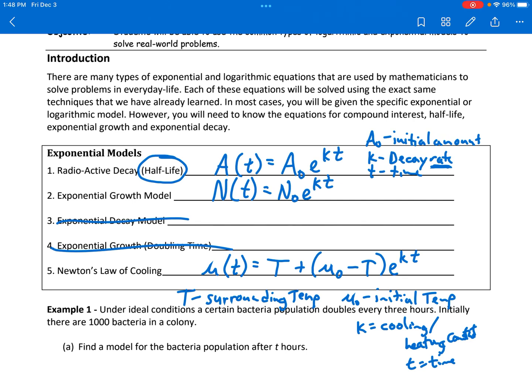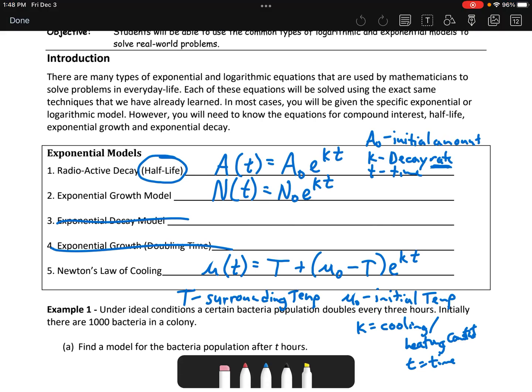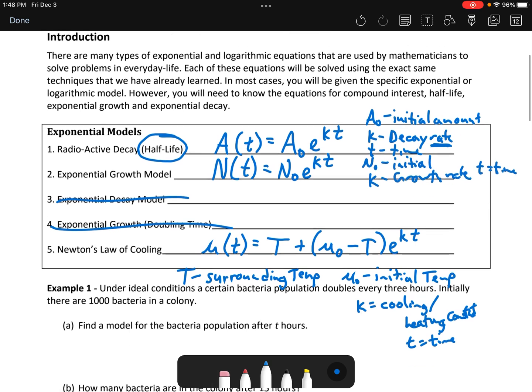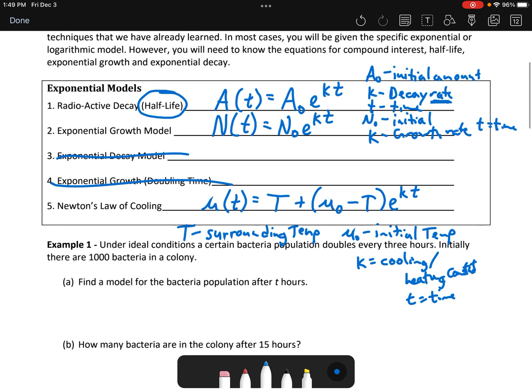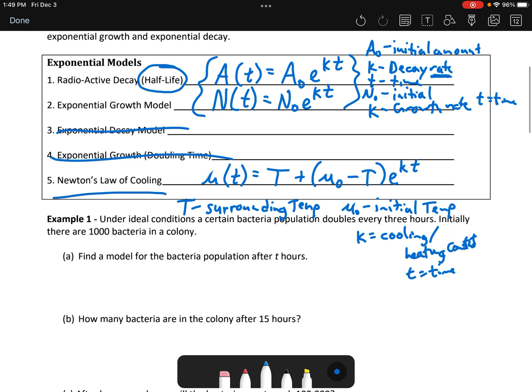Now k is our decay rate, A naught is our initial amount, and t is our time. We're going to use the exact same formula for the exponential growth model. I use N instead of A, but it doesn't really matter. All the values are the same. N naught is the initial amount, k is the growth rate, and t is time. So nothing really changes there. Our book has formulas 3 and 4, which I crossed out because I'm not a fan of those, so I'm just going to use these two plus Newton's law of cooling.